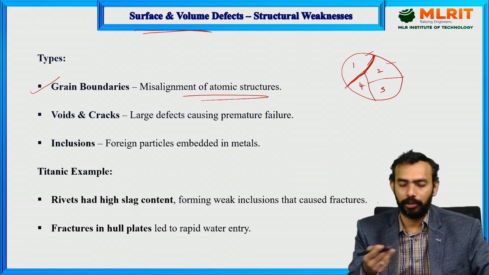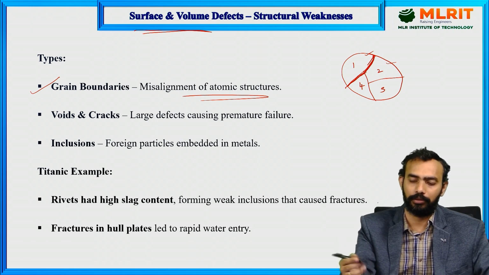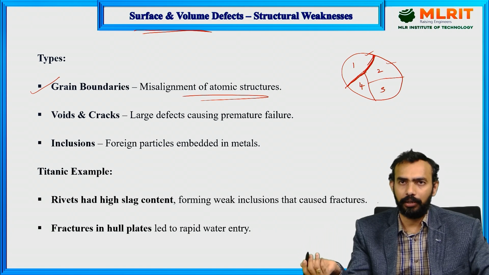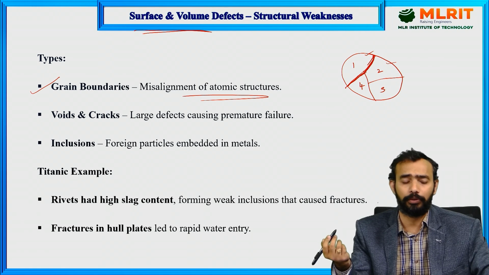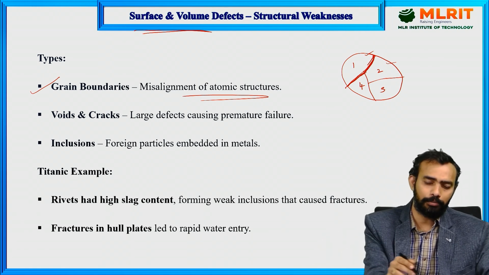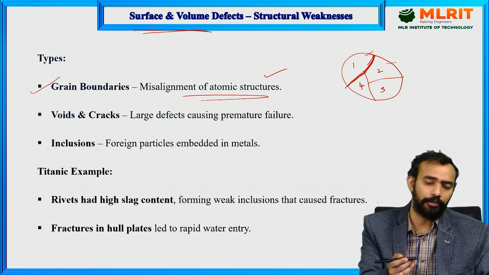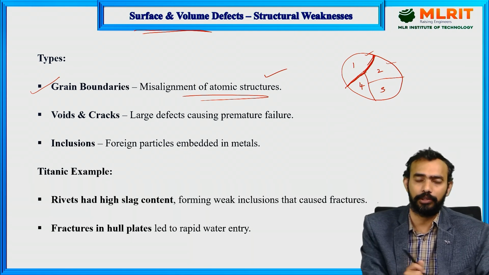It won't have any of these grains' arrangement. That is again a defect, because there is no regular or systematic arrangement. If the systematic arrangement is there, crystalline behavior could be there, right? So that is a misalignment of atomic structure, and this happens at the two-dimensional level, so it is one of the examples of surface defects.